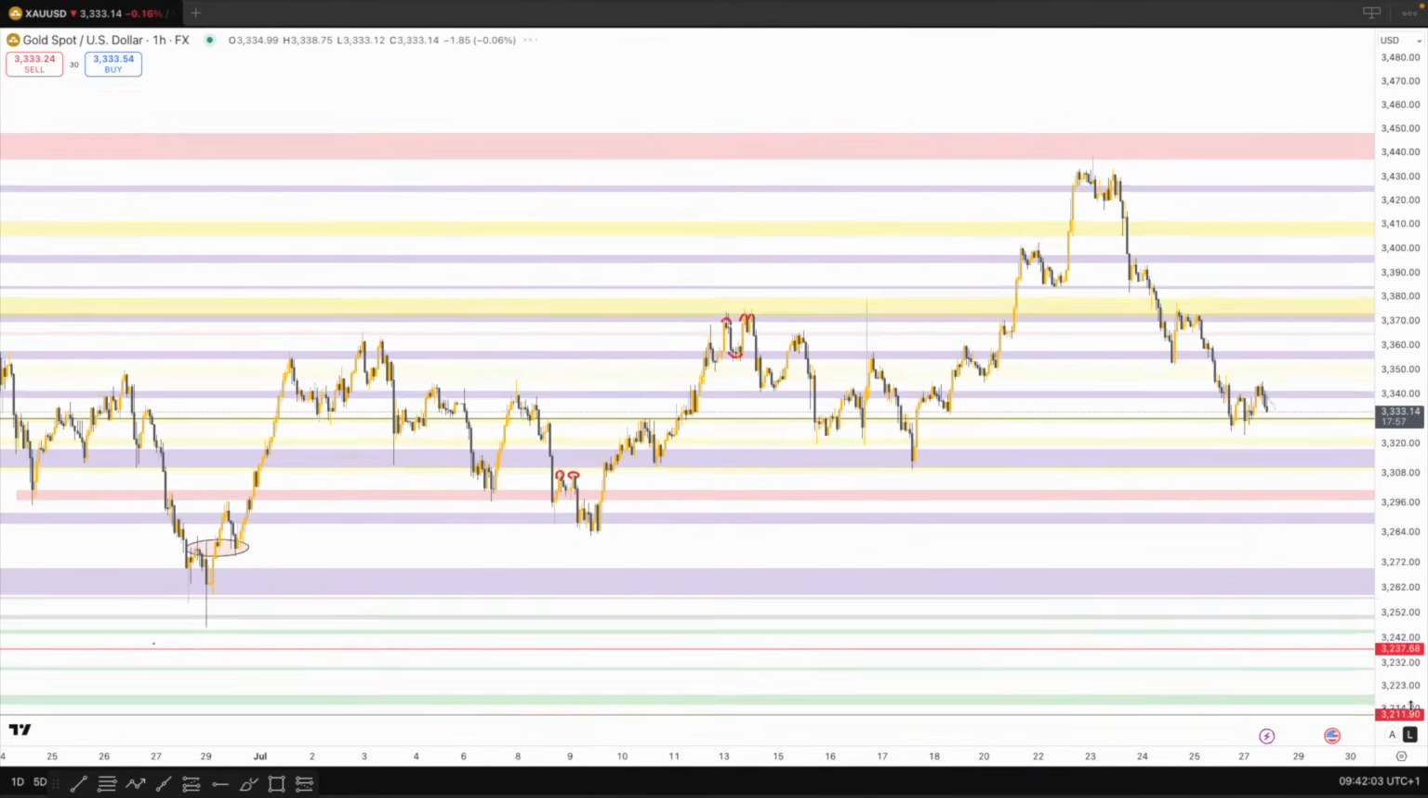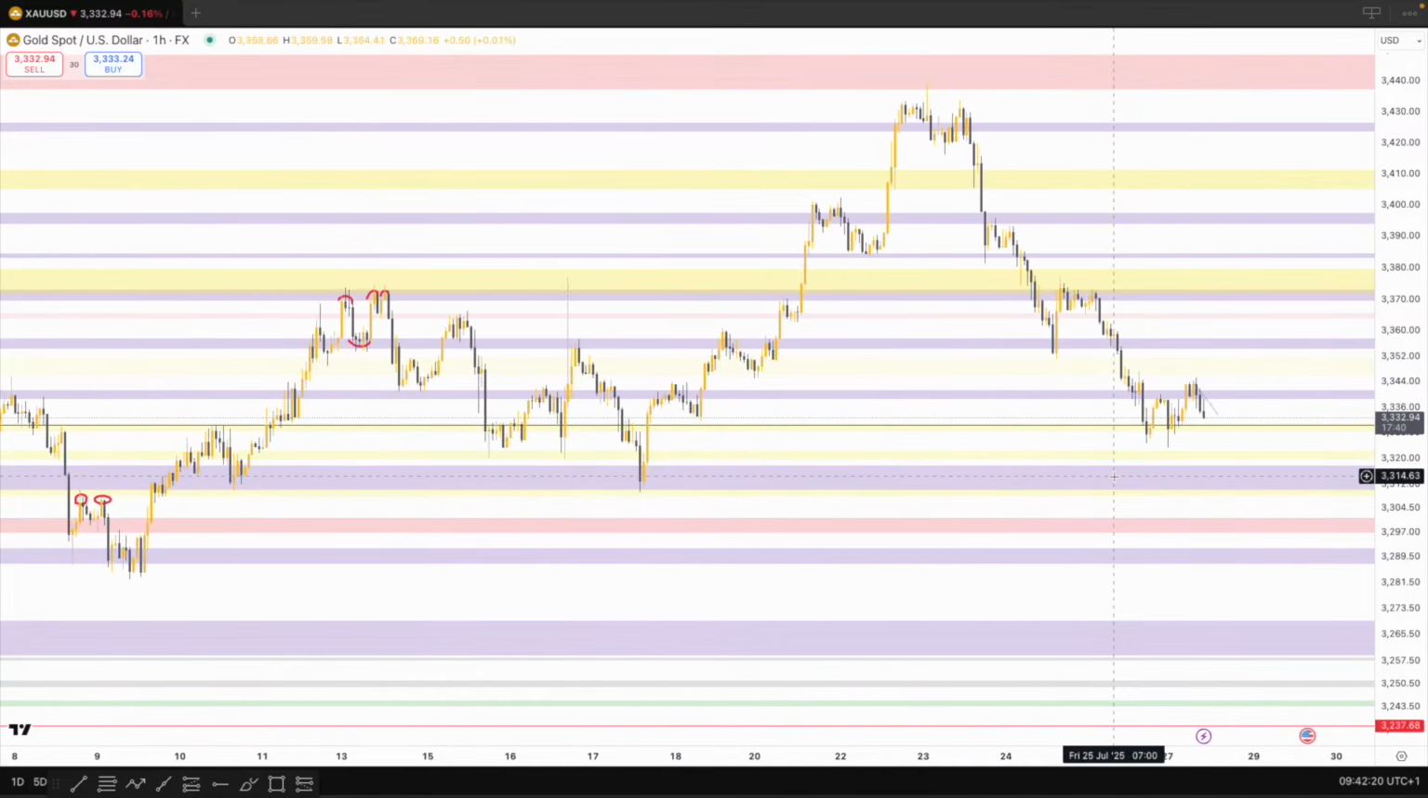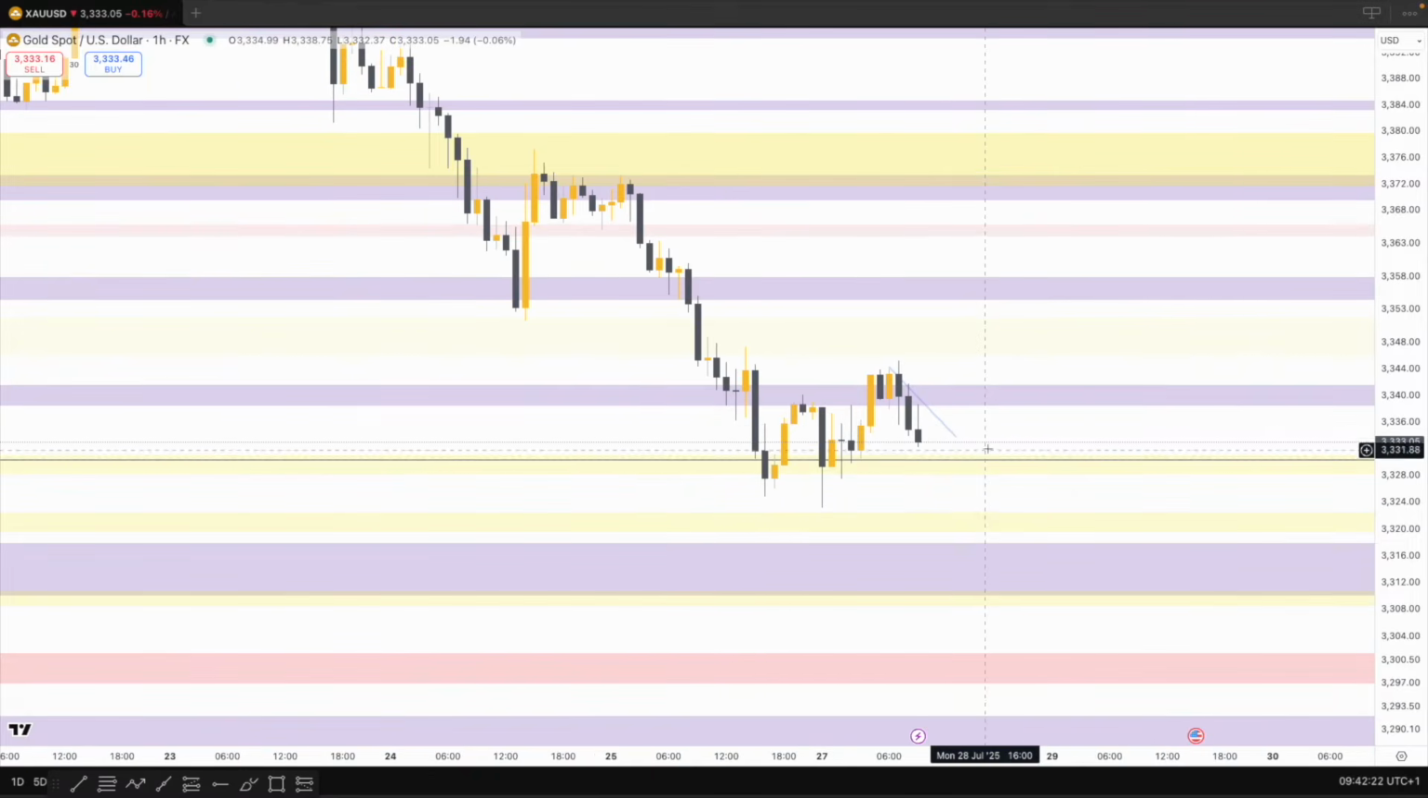If we are to see price completely break through that level there, it's going to be around the 3,315 level as the final level of support, or the final opportunity for gold to find a level of support and then continue on bullish and completely flip the overall bias of the market. However, there's a few things that we're going to want to take into account.